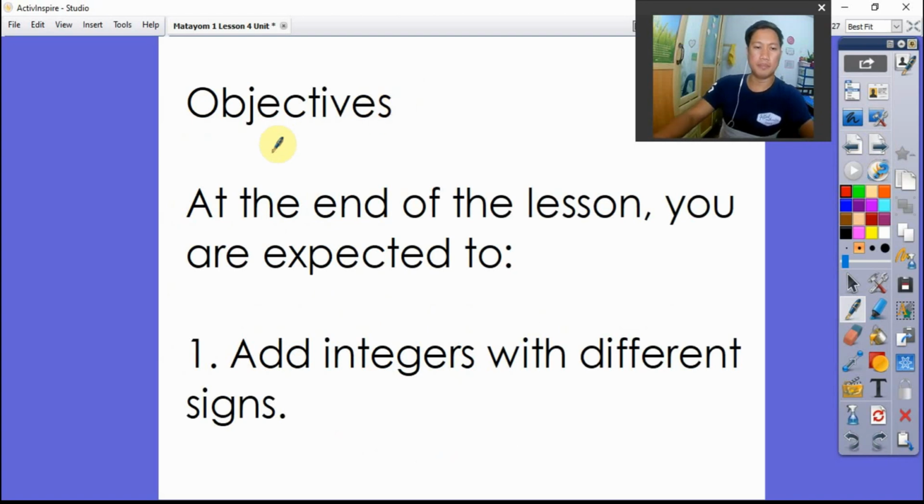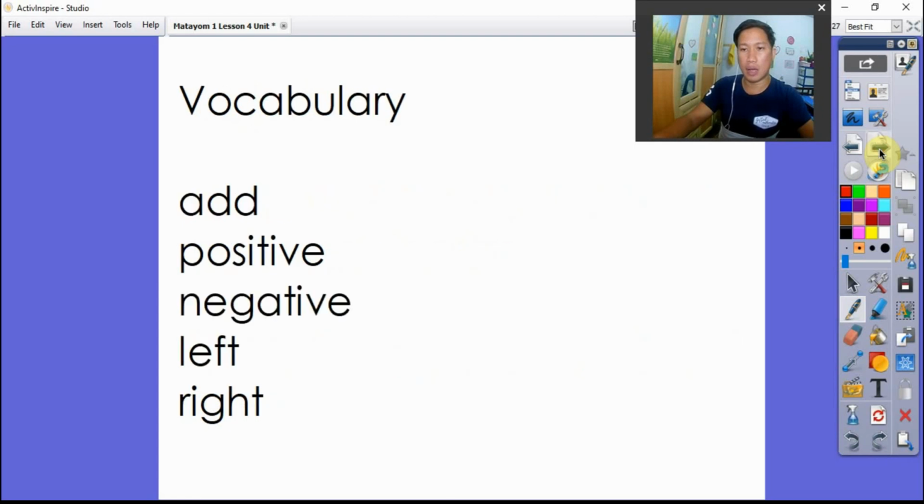For our objectives today, at the end of the lesson, you are expected to add integers with different signs. This is our only objective for today, but we will have different ways of reaching it. And we have the same vocabulary which we had last week. These are add, positive, negative, left, right. Again, add, positive, negative, left, right.